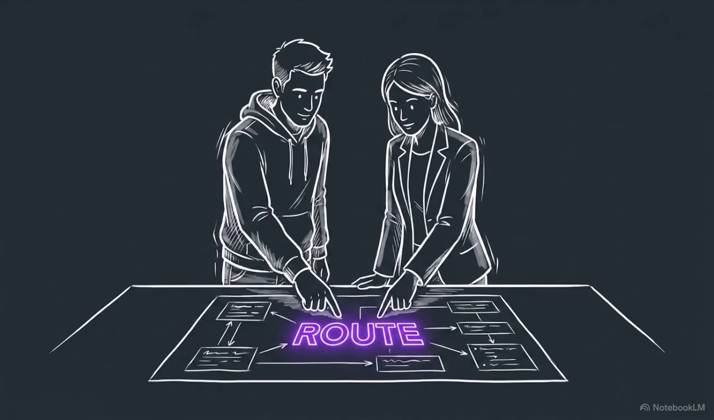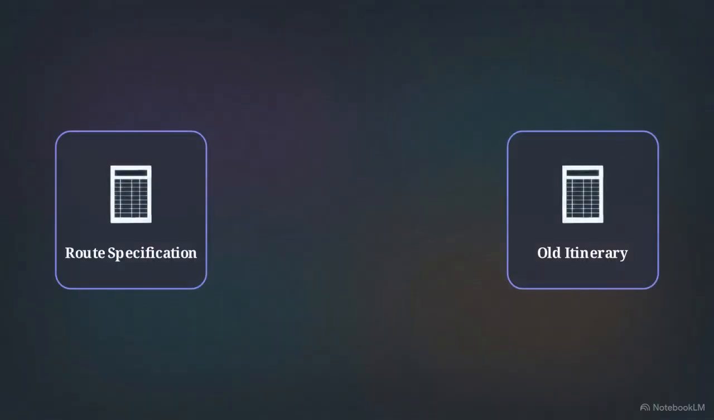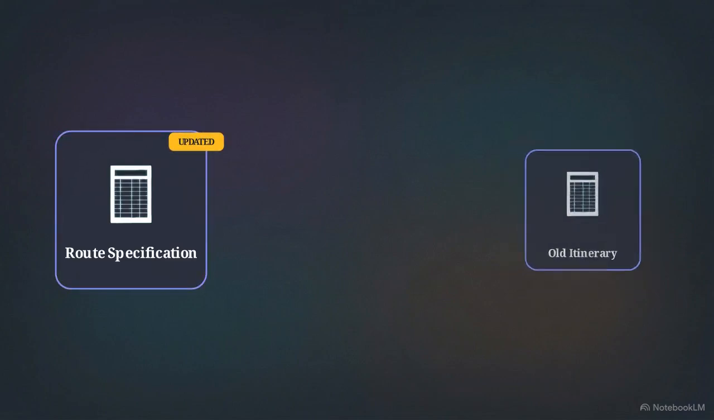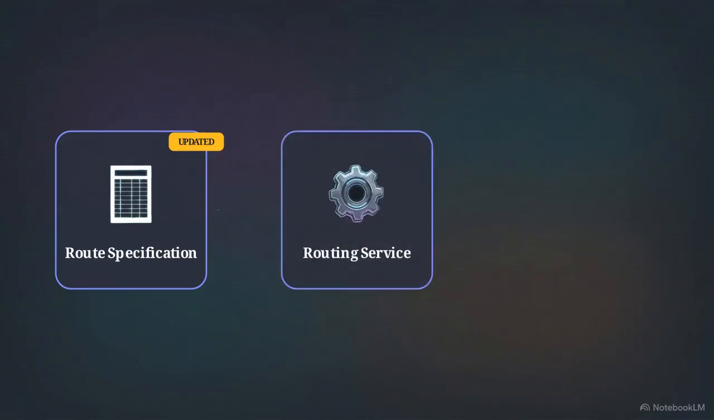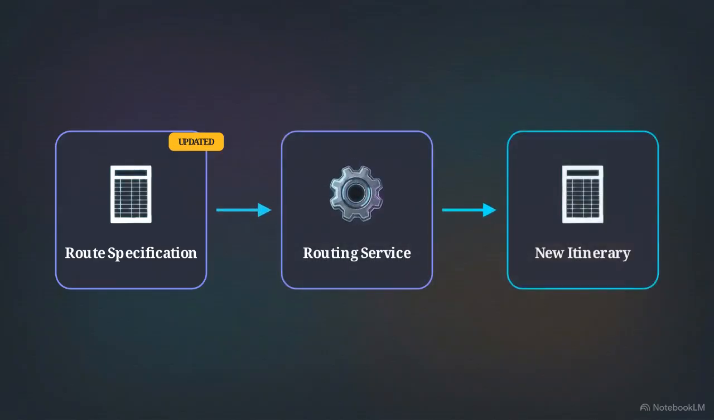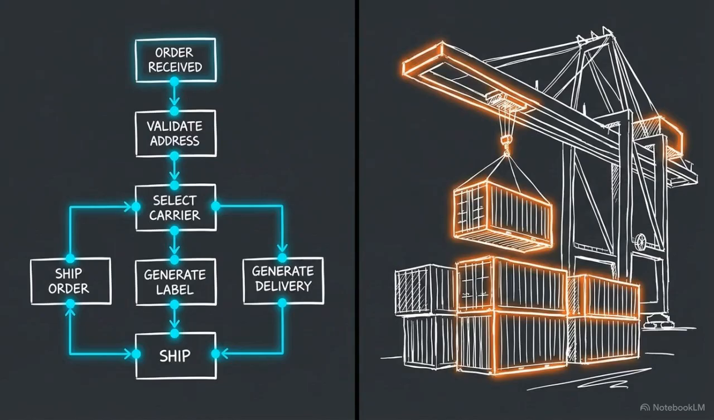Now consider a model-driven approach, where the user and the developer restrict their conversation strictly to agreed-upon domain terms. The developer confirms that when any attributes on the route specification are changed, they will delete the old itinerary. Finally, they ask the routing service to generate a new itinerary based on that updated route specification. This second conversation is shorter, highly specific, and exactly matches how the operations team handles real cargo.